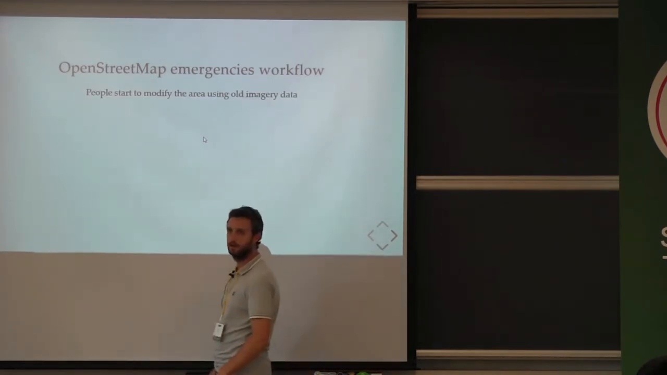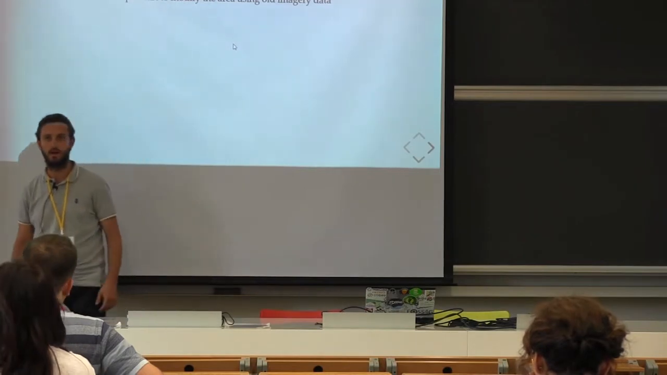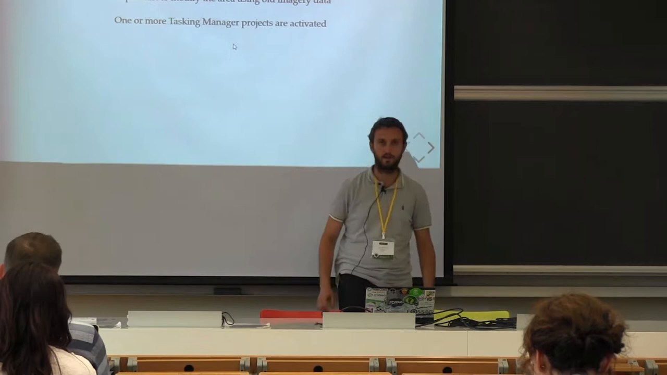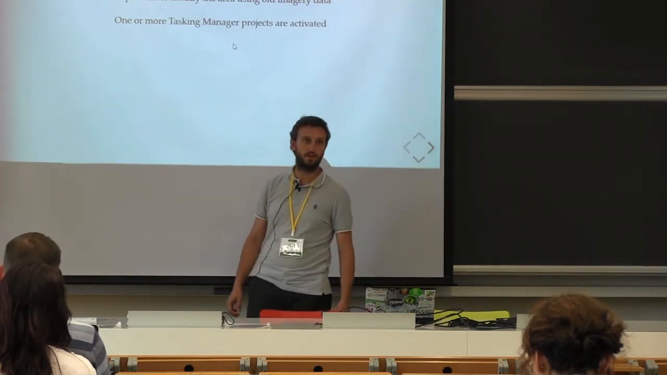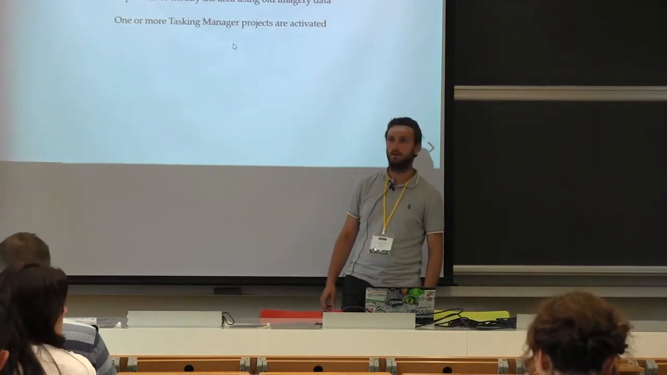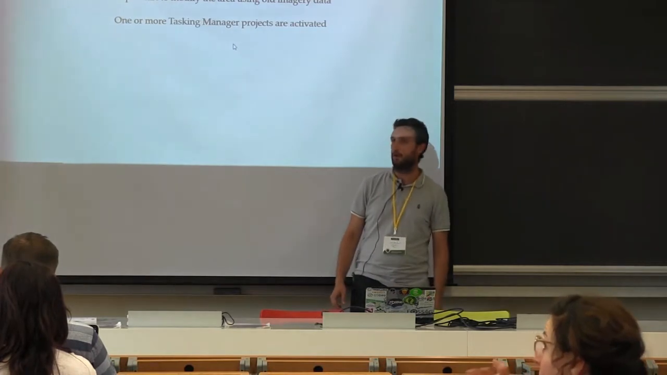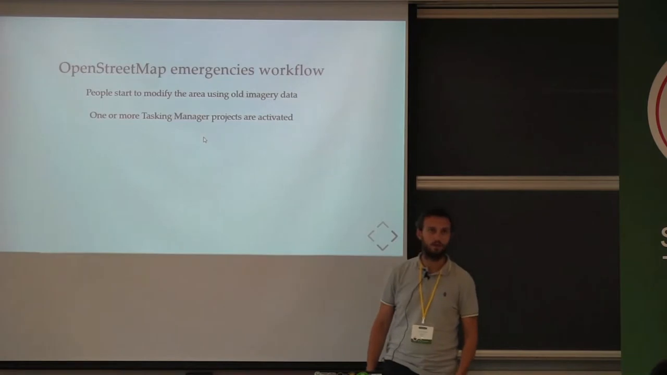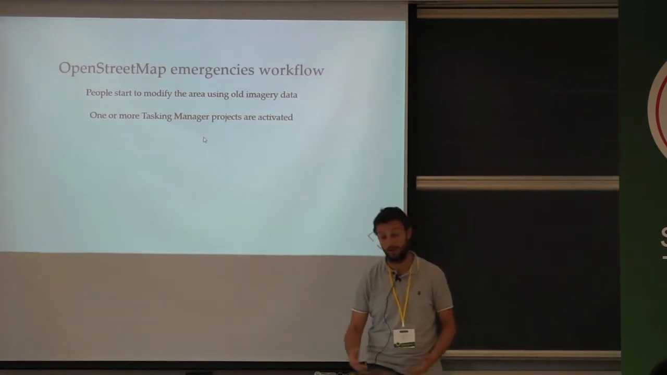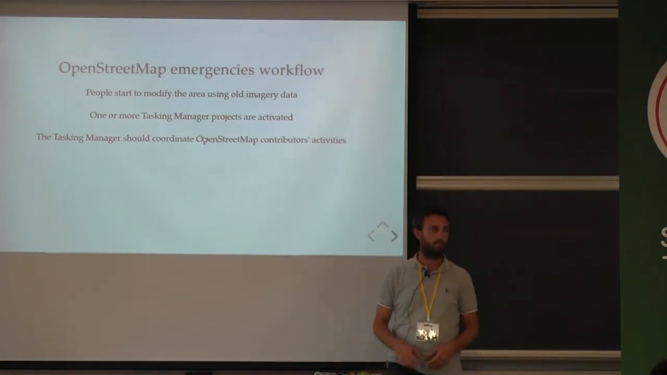So what happens when there is a disaster, after the emergency? The people start to map using old information, like old aerial images or satellite images. At the same time, someone starts a Tasking Manager project. The Tasking Manager is online software that was developed by HOT to manage this situation. Because in OpenStreetMap, it's quite simple to make a mistake if a lot of people are mapping the same area with different versions of the same object. So with the Tasking Manager, you should not create any problem in the OpenStreetMap data. The Tasking Manager should be used by the community to manage all the activities.